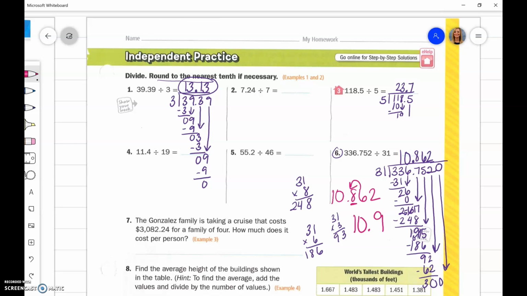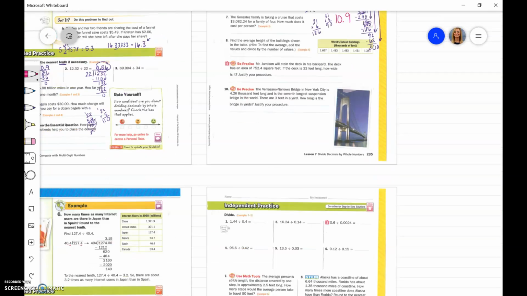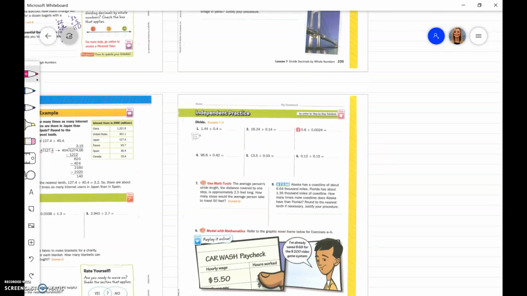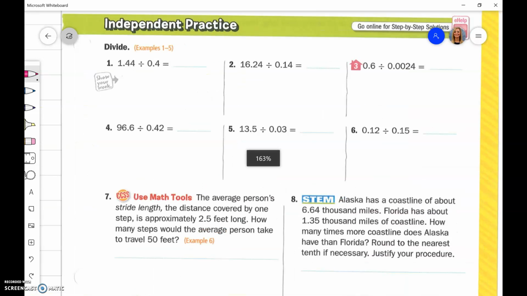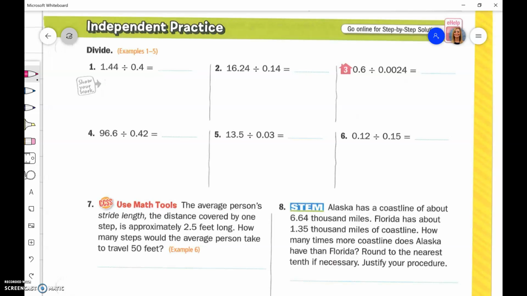Okay? All right. So now what I want you to do is turn to page 243. Make sure that I have it down here. 243 is right there. Okay. Here's the only thing that is going to be different. You're going to be dividing a decimal by a decimal. Okay? So, for example, you're going to have 1 and 44 hundredths, and you are dividing by 0 and 4/10.